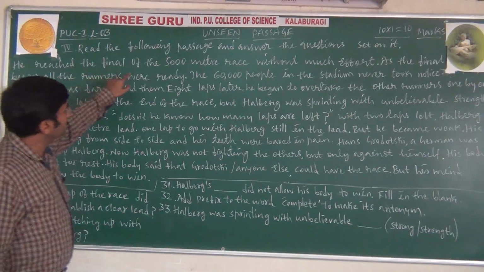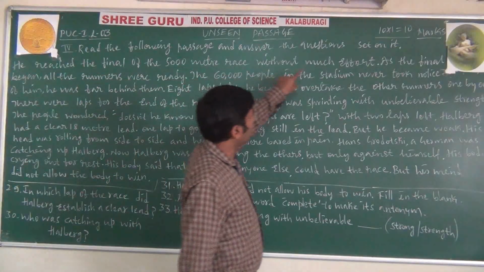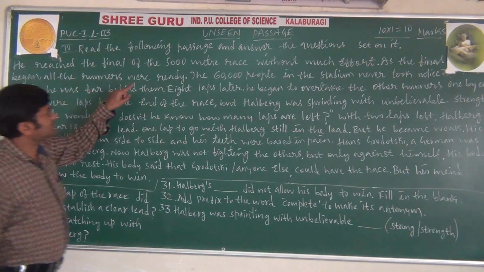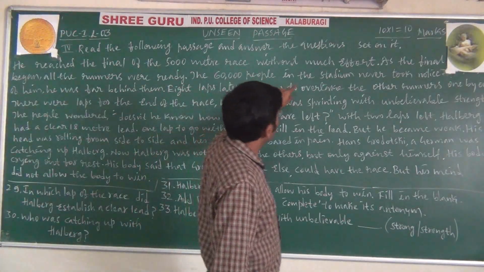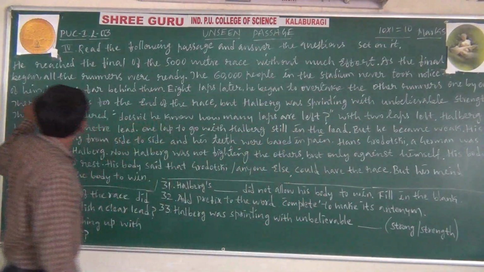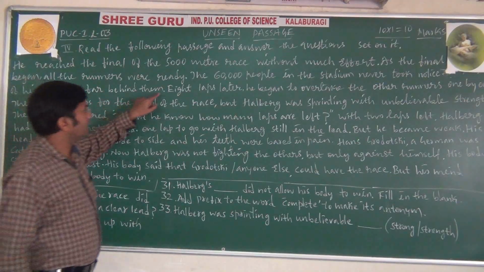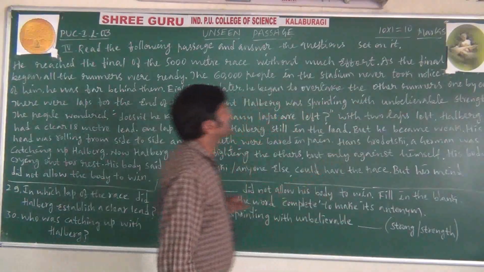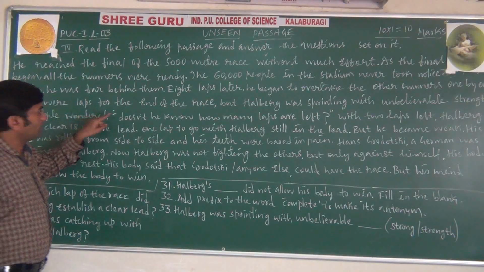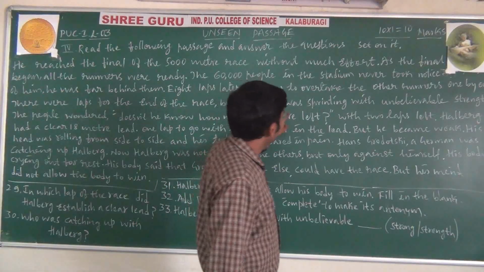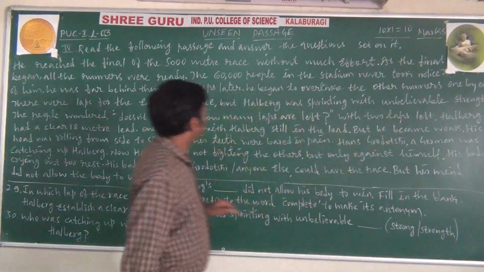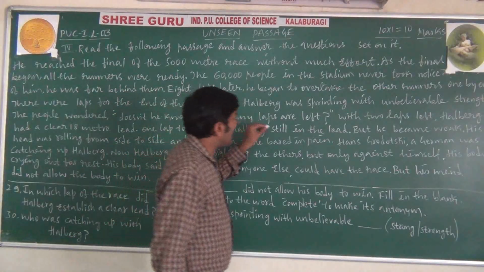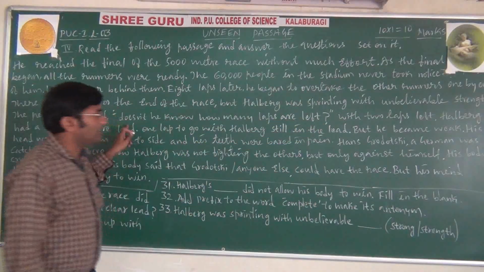He reached the final of the 5,000-meter race without much effort. As the final began, all the runners were ready. The 60,000 people in the stadium never took notice of him, he was far behind them. 8 laps later, he began to overtake the other runners one by one. There were laps for the end of the race, but Hallberg was sprinting with unbelievable strength. The people wondered, "Doesn't he know how many laps are left?"